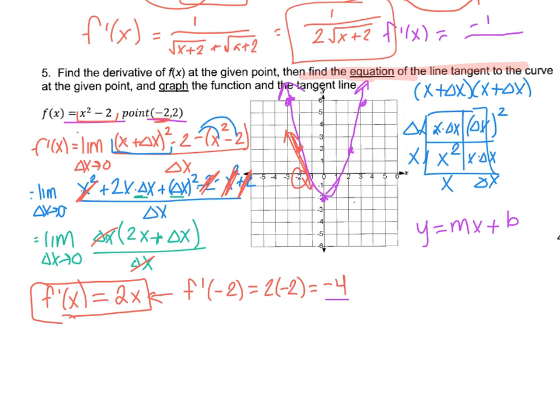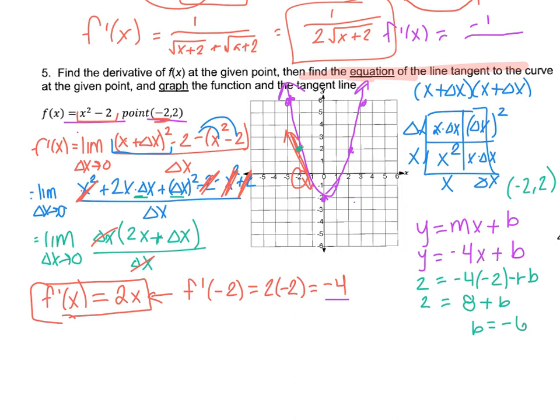So what we're finding is the actual equation of this line. We could just plug in what we know: negative 4x plus b. Now I need to know what b is. Considering we're finding this for the point negative 2, 2, that point is on our line. So I can plug my y value of 2 in, plug my x value of negative 2 in, and solve for b. That would be 2 equals positive 8 plus b. Subtract 8 from both sides, and we get b equals negative 6. So that will give us our tangent line.